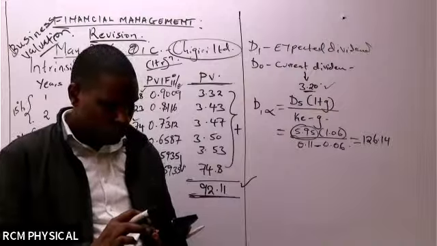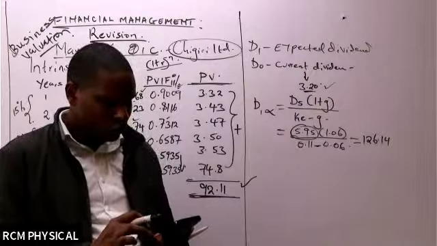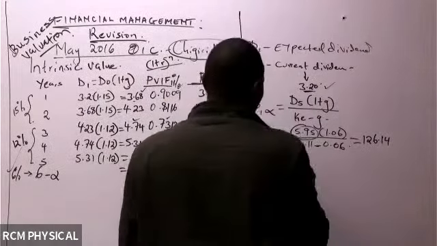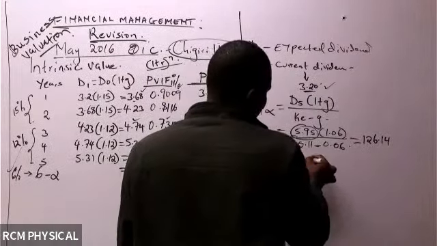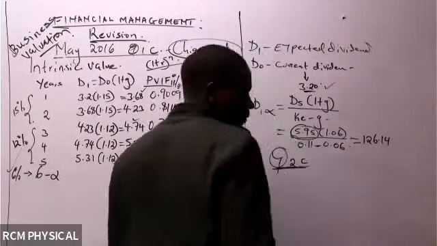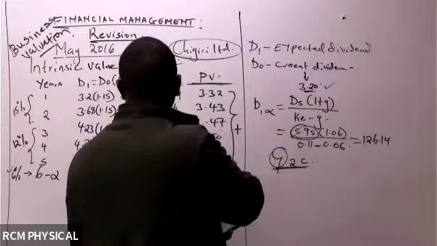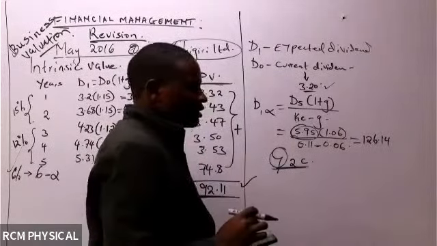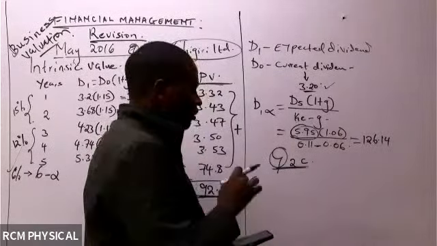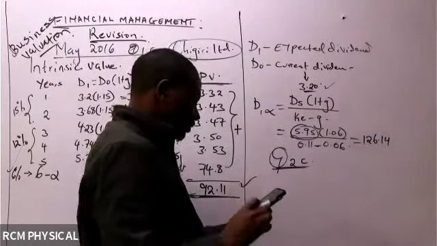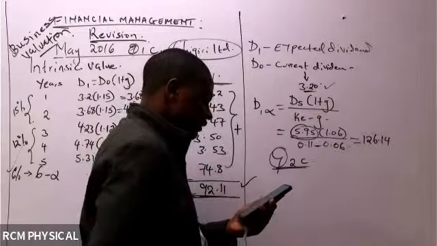I can send you to the same paper, question 2C. In the same spirit of business valuation, question number 2C. Are we there? It's about James Chiwende.